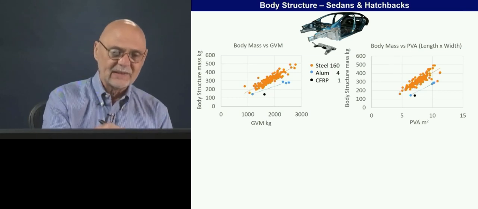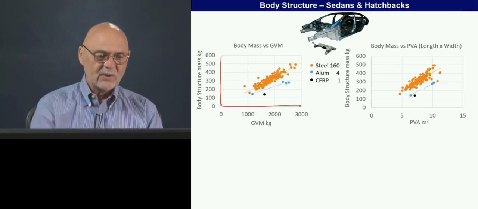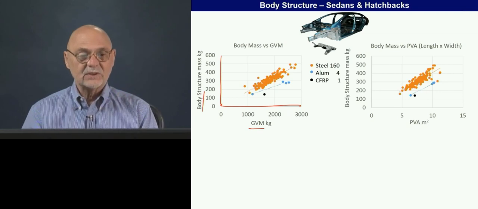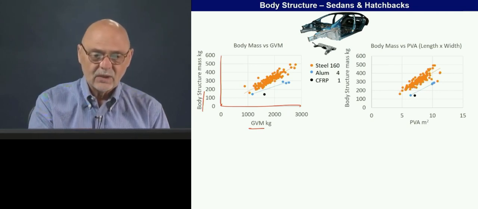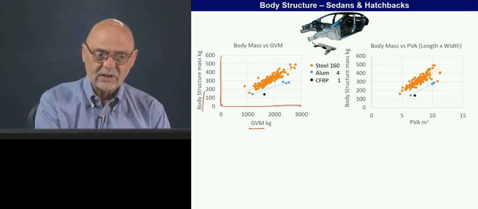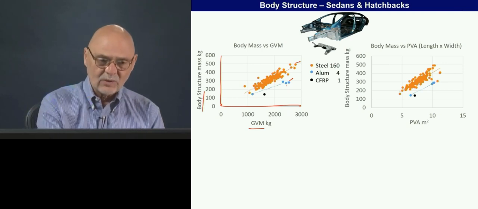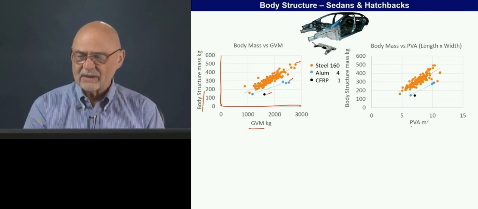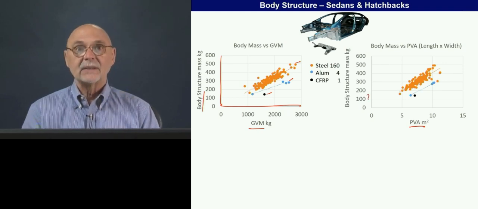When we plot them, unfortunately, we can only easily plot two dimensions at a time. So here we're looking at the dependency of body structure mass on the gross mass of the vehicle, and we definitely see the trend line. And here we are looking at steel are the orange dots, blue is aluminum, and then the one example of a carbon fiber is shown below that. And then here we're looking at the plan view area, so we're looking at just the size of the vehicle, how the mass depends on it, right?